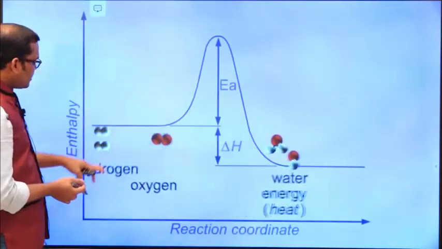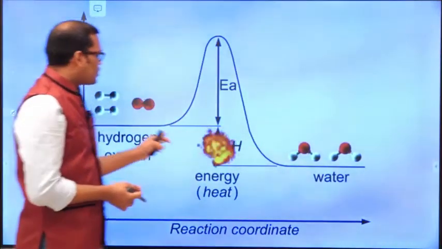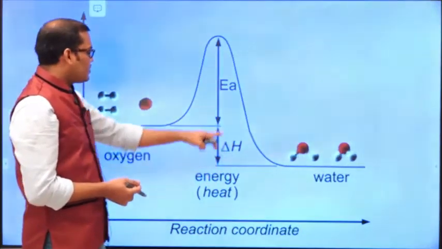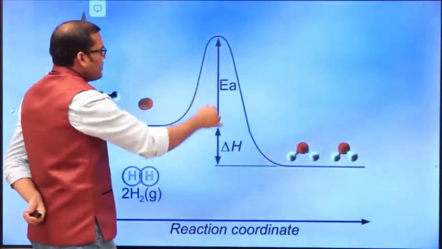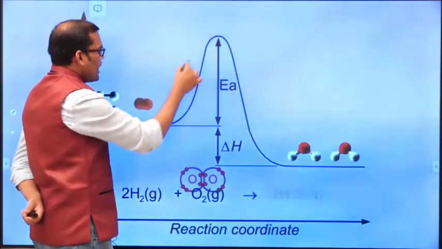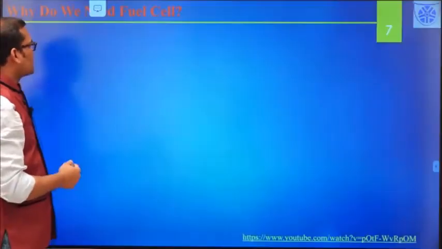So what is happening here? You are combining hydrogen and oxygen and getting water through an exothermic reaction. So that's why you are getting heat out of it, right? So this is called the activation energy barrier. That is the energy you need to give to carry out the reaction, right?